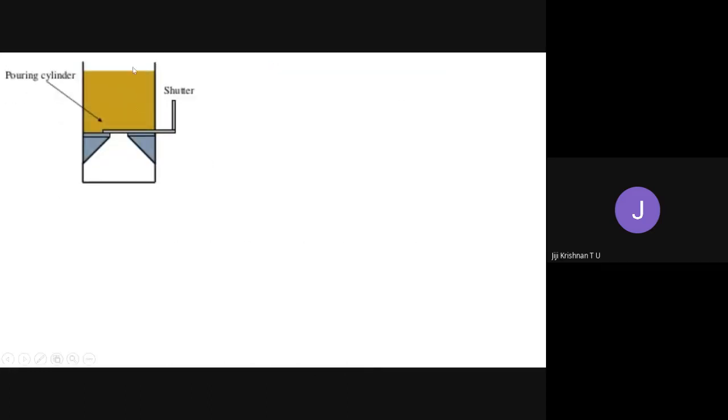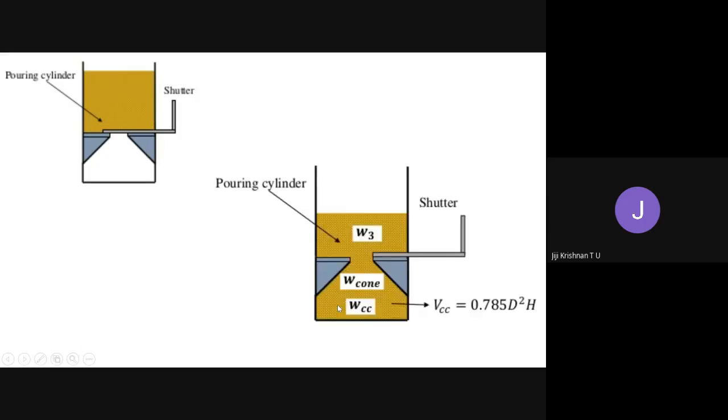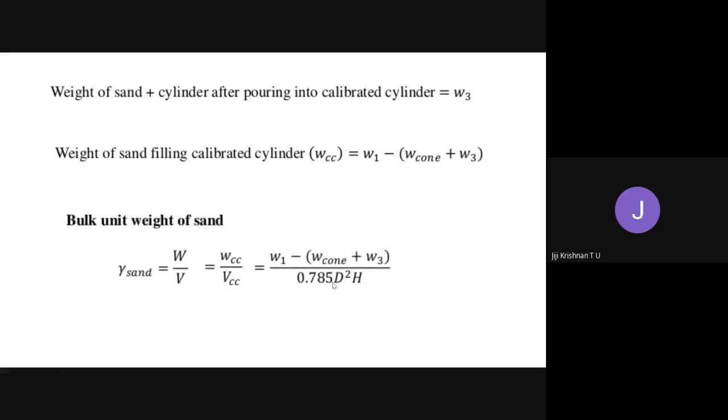So this is the pouring cylinder in which there's a shutter. If we open it, there will be this weight of cylinder plus this weight of cone. Weight of sand plus cylinder after pouring into calibrating cylinder will be W3, and weight of sand filling calibrating cylinder will be W1 minus W con minus W3. So bulk unit weight equals weight by volume.